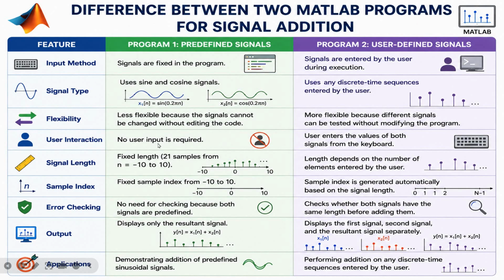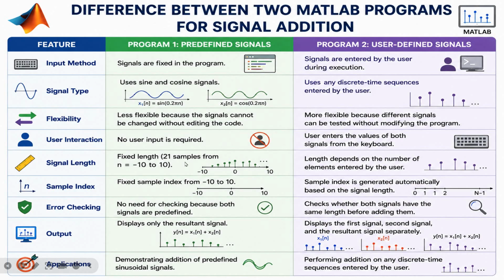Okay, this is the difference between the two programs that we have used. First is the predefined signal, because here directly we are using x1 of n as a sine signal and x2 of n as a cosine signal. Now here it is less flexible because the signal cannot be changed without editing the code. You have to edit the code in order to change the signals. Here there is no user input required.